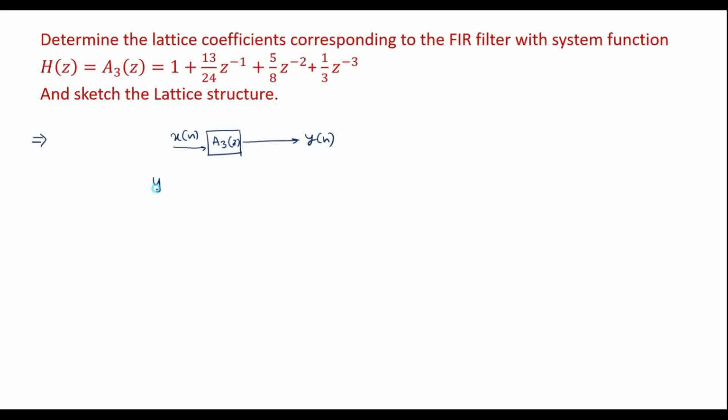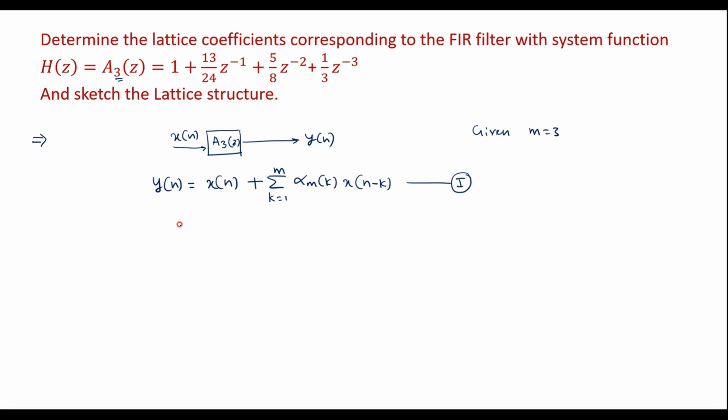In this case, the output sequence or output signal y(n) is given by x(n) plus summation k equal to 1 to m, alpha m of k, x(n minus k). This is the standard form. We'll call it equation 1. So in this case, m is equal to 3. That is, given m is equal to 3.